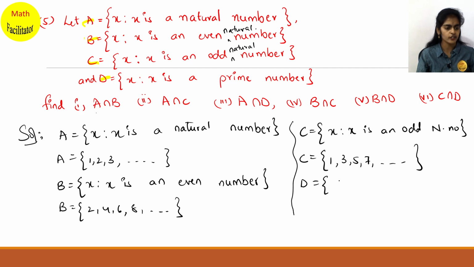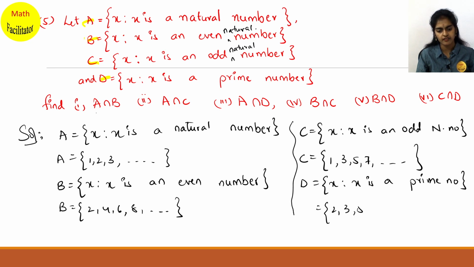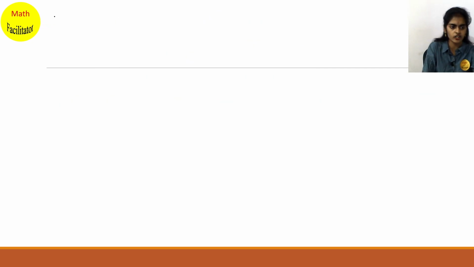And what is D? D is a set of all x such that x is a prime number. Now we all know prime numbers are nothing but 2, 3, 5, 7 and so on. So this is the prime number set. Now I have written the sets. I'll just write it here on a new page.